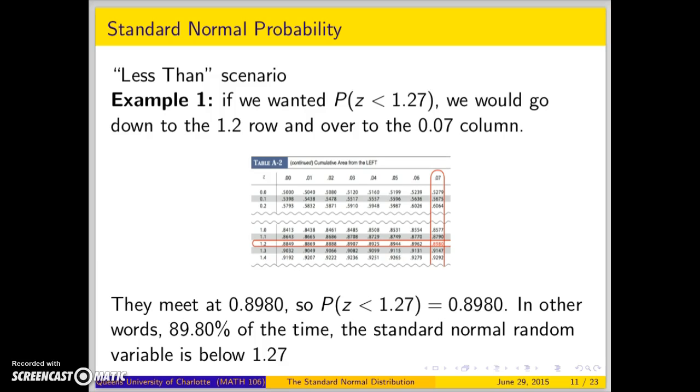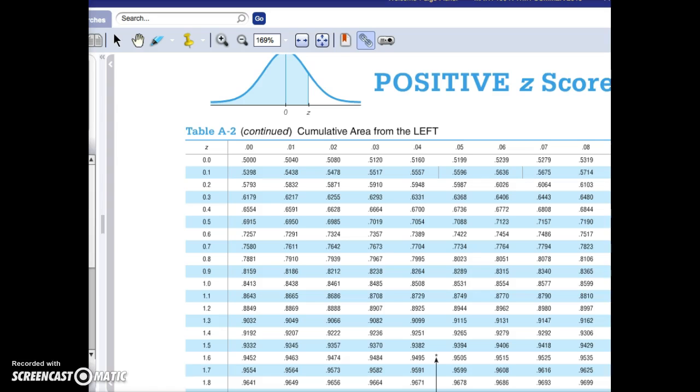So here's the less than scenario. Suppose we wanted to find the probability that z is less than 1.27. So here's a picture of the z-table. If we go back to the book, we're on the positive side, and we go down to look for 1.2 right here, and then over to 0.07, which is right here, we find that the probability is 0.8980. So that's the probability that z is less than 1.27.